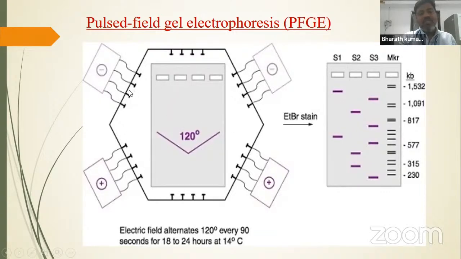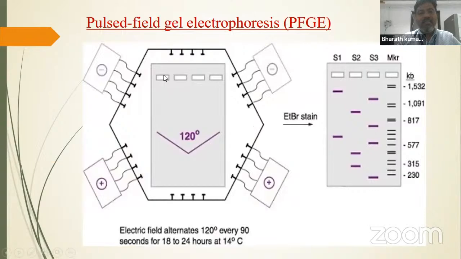In routine electrophoresis, we can run from one end to another end. But here, at every interval, we change the direction at a 120-degree angle. First, it will run like this. After 60 seconds, it will run like this. So that's why it is called pulsed field gel electrophoresis. So every 40 seconds, the direction is changed. Okay. So how to see this?